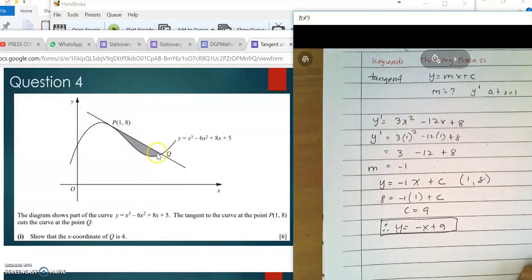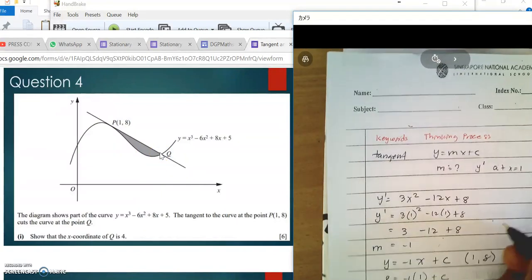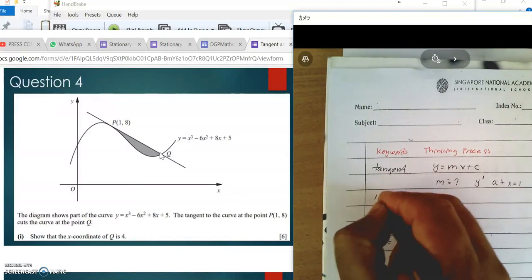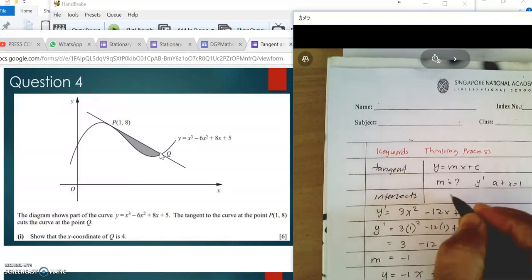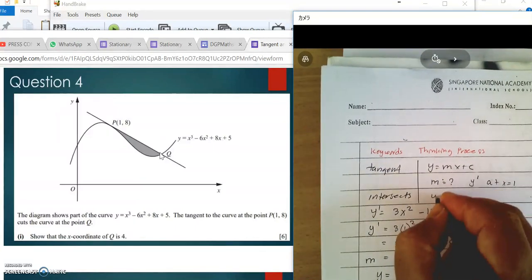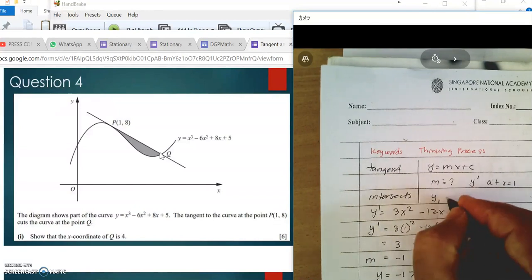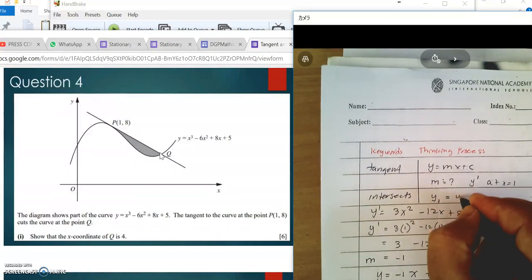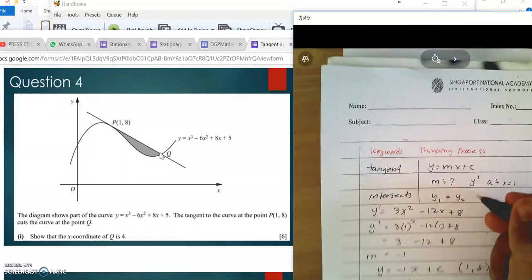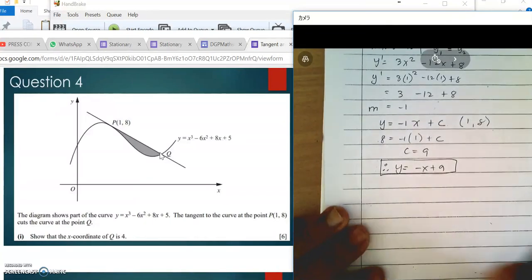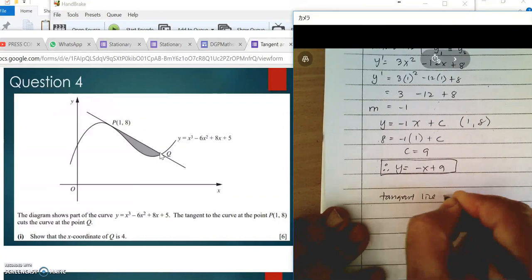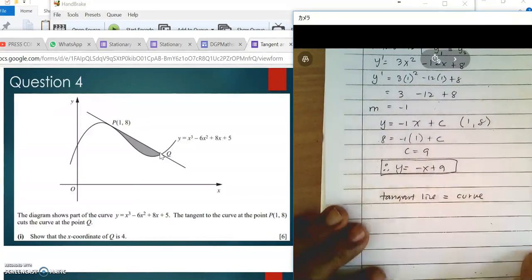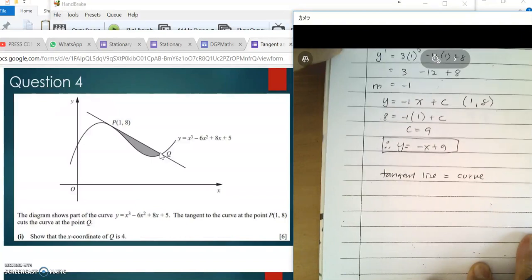Now, the other keyword says that the tangent intersects the curve again at the point Q. When you say intersects, it means that the two functions need to be equal to each other. So function number 1, which is the tangent line, should be equal to function number 2, which is the given function. Let me write it in words to make it clear: the tangent line is equal to the curve, for you to be able to find the other intersection.